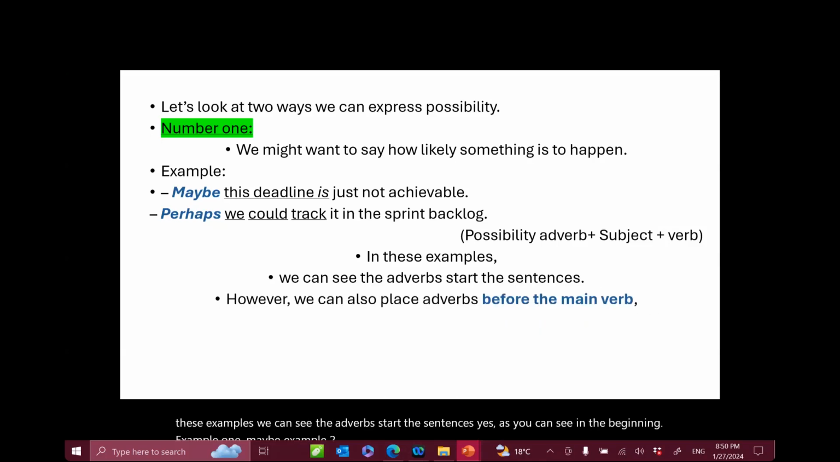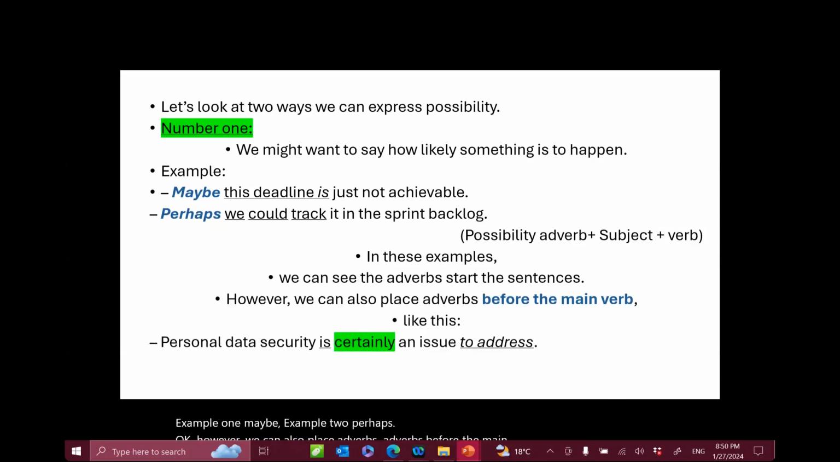Okay, however, we can also place adverbs before the main verb. Like what? Like we can say, personal data security is certainly an issue to address. Personal data security is certainly an issue to address.